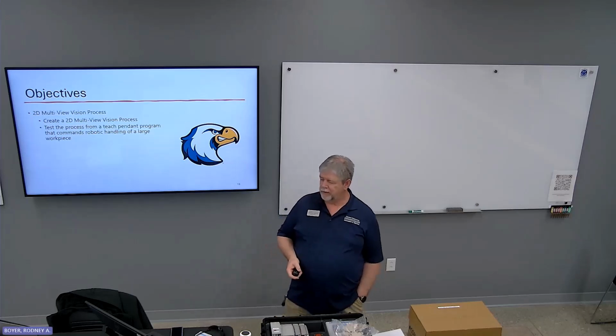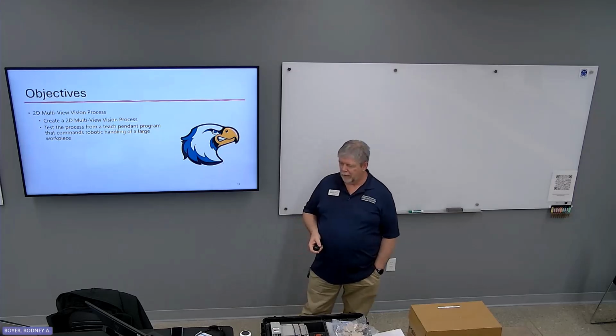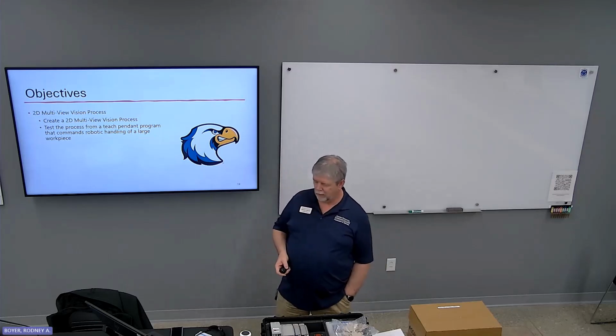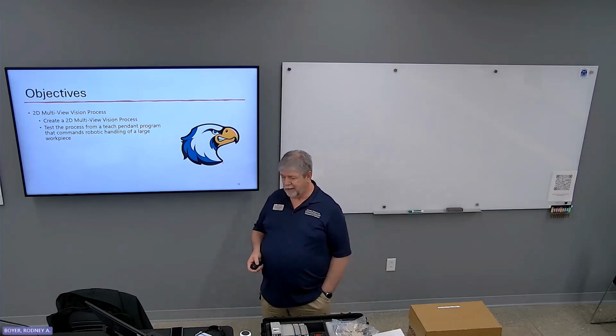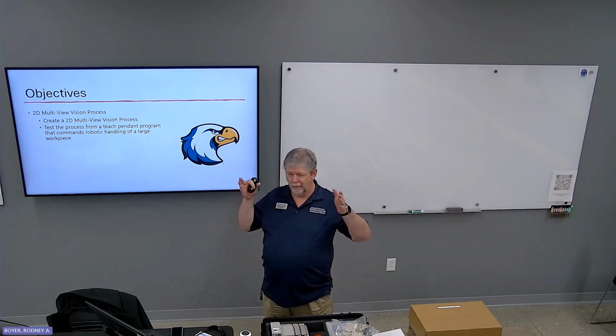2D multi-view vision process allows you to create a 2D multi-view vision process, test process from teach pendant program that commands robotic handling of a large workpiece. Basically, if the piece is too big to fit in the field of view of the camera, then you can use either more than one camera or you can just move the camera.